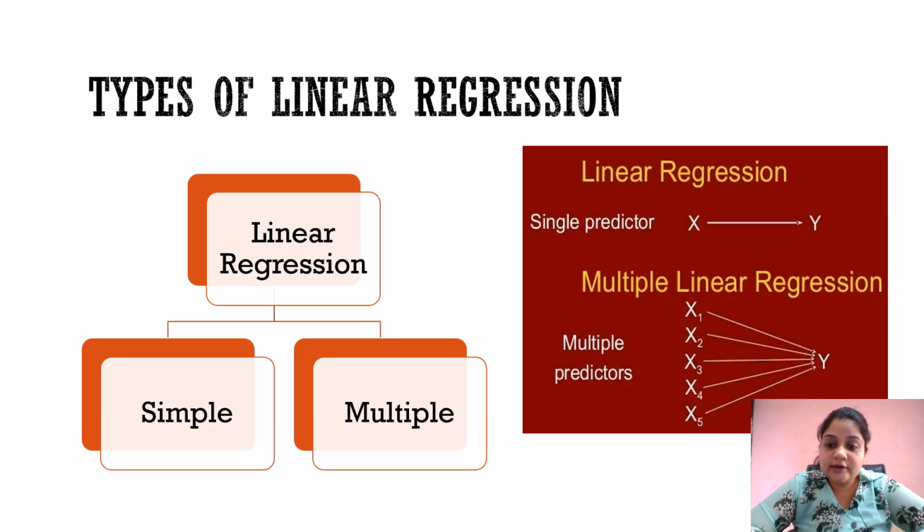So there are two different types of linear regression techniques, simple and multiple. In simple linear regression, we have one input variable or the predictor variable, that is x, and we use this variable to predict our output variable or our dependent variable, that is y. Whereas in multiple linear regression, we use multiple predictors or multiple input values, let's say from x1 to x5, to predict a single dependent or output variable, that is y. So this is the difference between simple and multiple linear regression techniques.